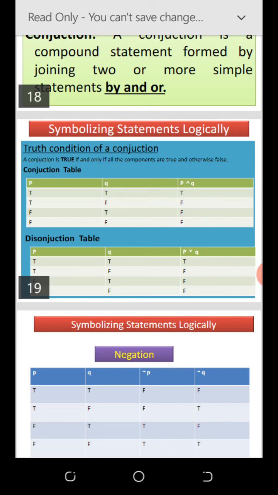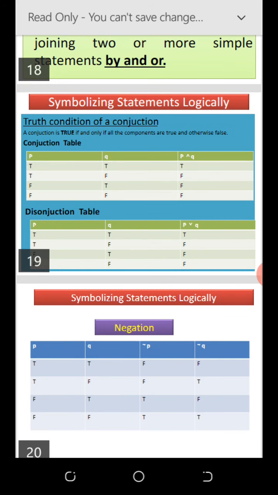Now, by the left you have P. Under the P you have T. Each of the letters here, T represents true, while F represents false. So you are now joining P with Q, meaning that this is the standard table for conjunction.